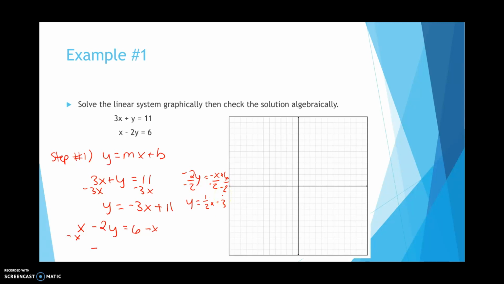So when I rewrite both of these in the y equals mx plus b form, we have y equals negative 3x plus 11 and y equals 1/2 x minus 3. So let's graph both of these.